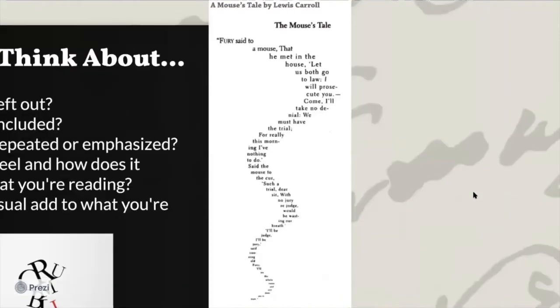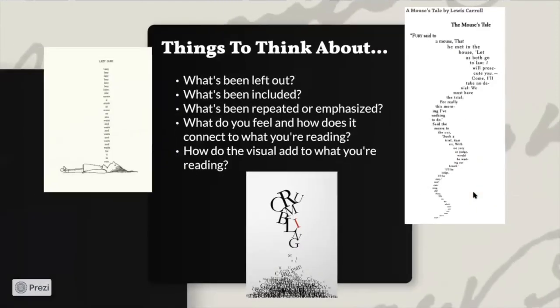Lewis Carroll created this poem called The Mouse's Tale, and it's almost as if the words are swirling down the page in the line of a mouse and their tail. So think about what's been left out, what's been included, how are the words arranged, how are the words creating a visual impact. Even before I read any of these poems, I can already see what they are about.